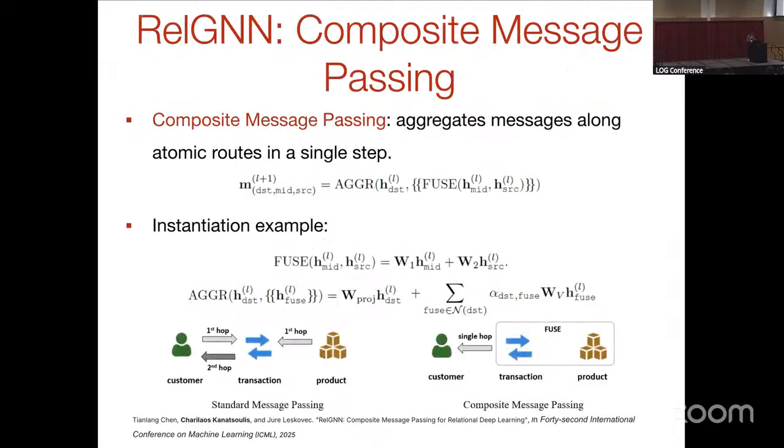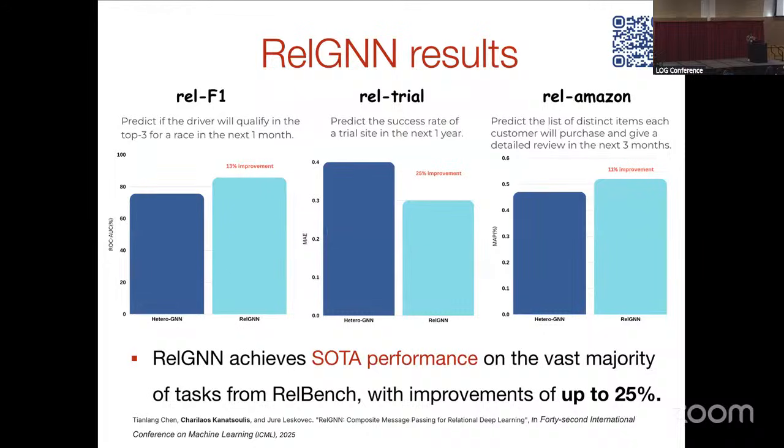The change is that message passing is modified to reflect these atomic routes. So now we have an example where we can allow the information from transaction and products to be passed in one step to the customer. Mathematically, the equations just show there's a fusion step that enables it. Nothing very fancy, but it is very influential in improving the performance of the GNN even further.